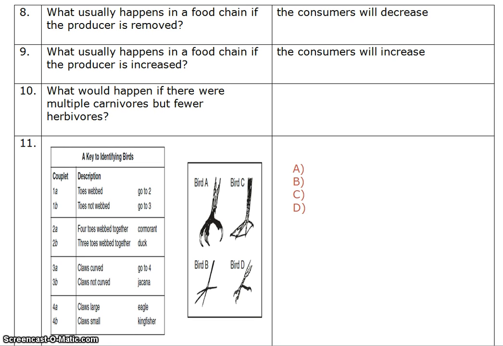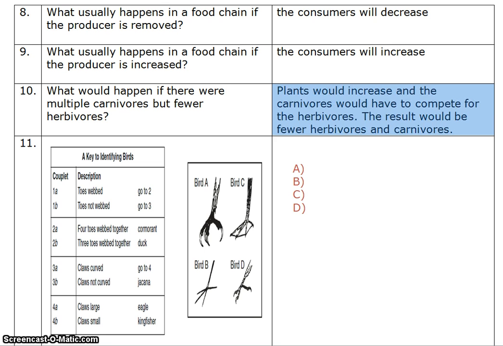Number 10, what would happen if there were multiple carnivores but fewer herbivores? So we've got lots of animals that eat meat, but not very many that eat plants. What would happen? Let's see. Plants would increase, and the carnivores would have to compete for the herbivores. There's not very many of the plant-eating animals, so the carnivores are going to be competing to eat them, and so there'd be fewer herbivores, and then since there'd be increased competition, there'd also be fewer carnivores.